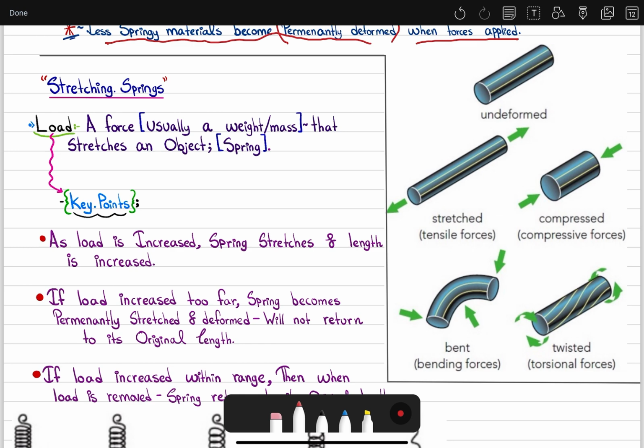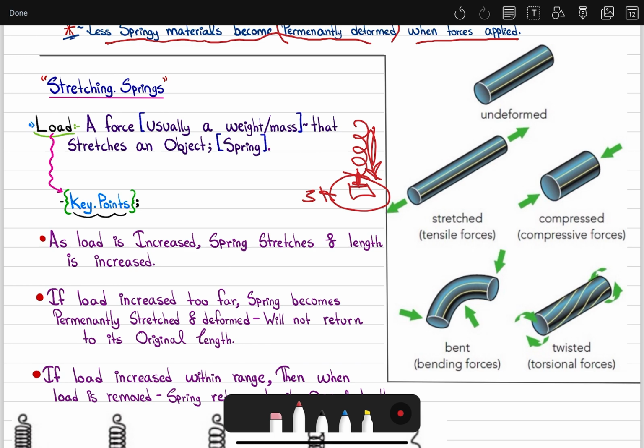Let's say you have a spring here and you apply a load of, let's say, 5 kilograms, and this is going to stretch the spring downward. This is the load that we're talking about. Anything heavy like a mass or weight that stretches a spring. Key points: as the load is increased, of course the spring will stretch more and more, and the length of the spring will keep increasing.